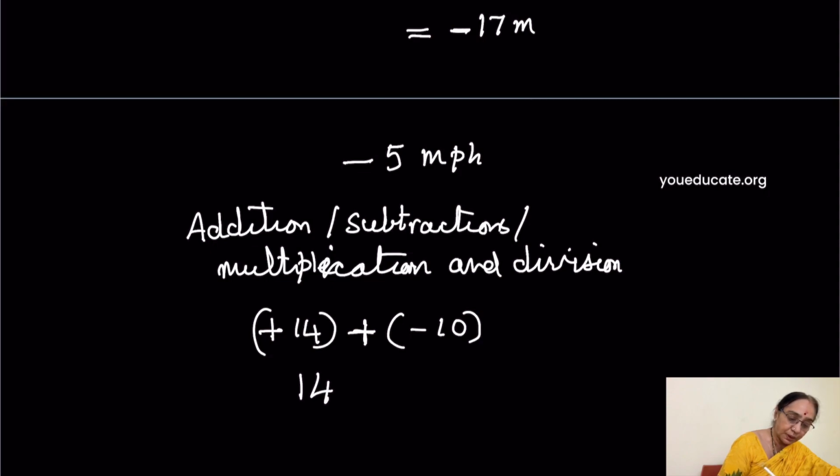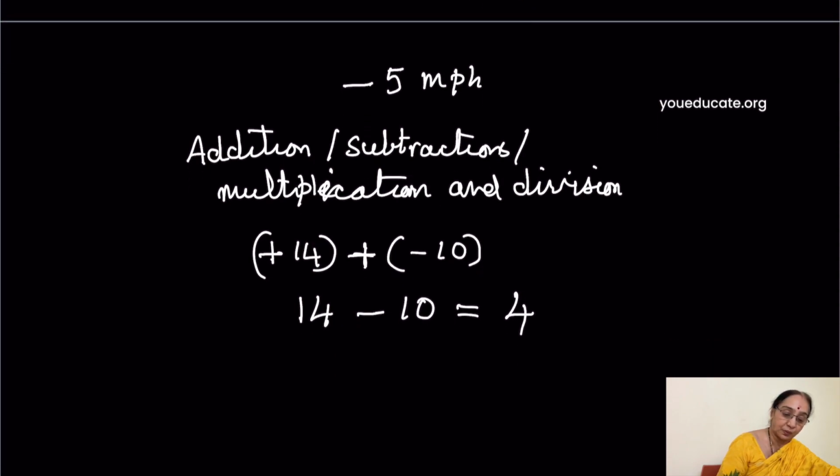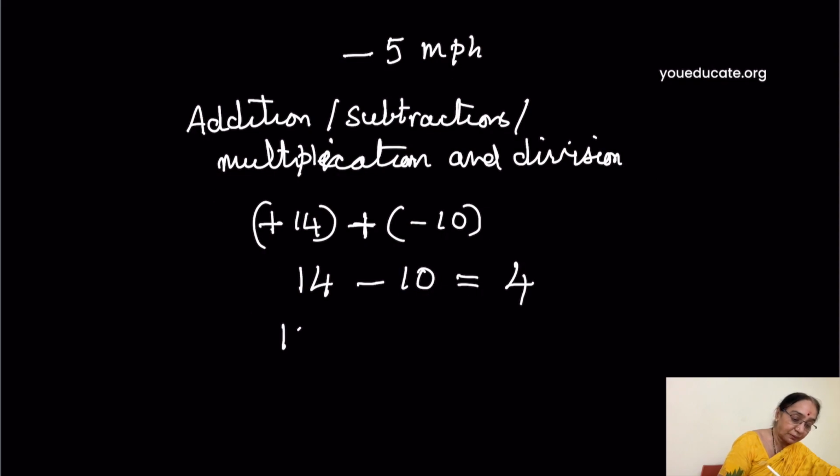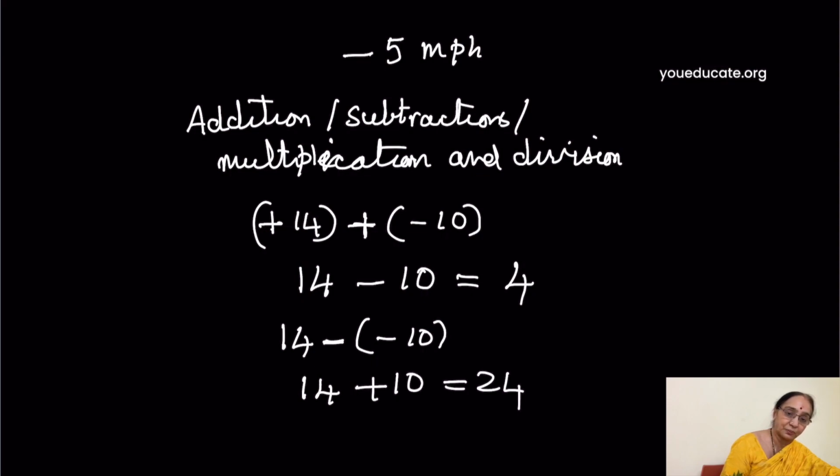So for 14, positive, there is no change. So you just have to write 14 minus 10 and that is just 4. Whereas if I write 14 minus negative 10, then what happens? This minus tells you to do the opposite. The positive sign says keep the same. So the negative sign says do the opposite of minus 10. So it is 14 plus 10 and that gives you an answer 24.